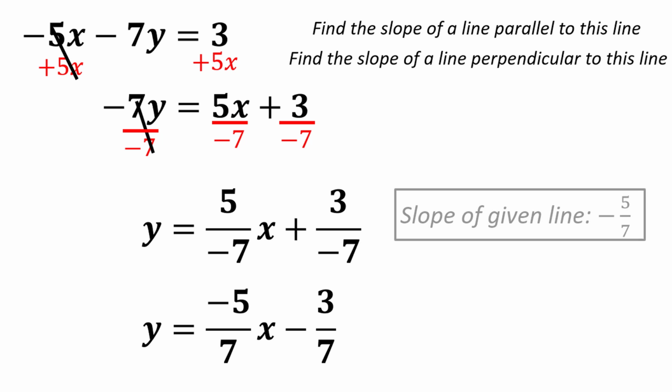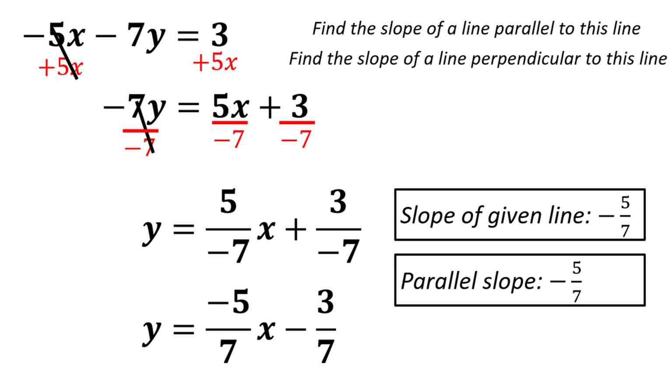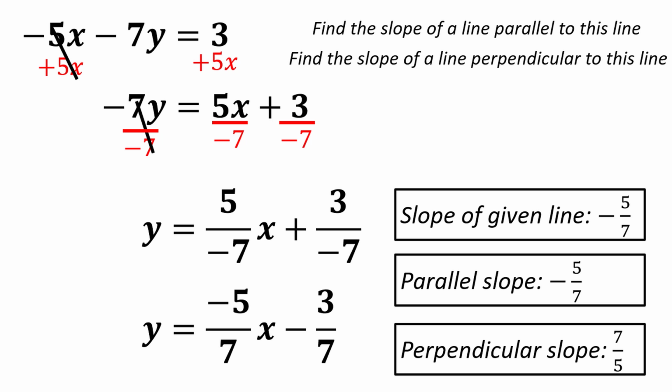The slope of this line is negative 5 over 7, and therefore a line parallel to this one will also have a slope of negative 5 over 7. The negative reciprocal of negative 5 over 7 is positive 7 over 5, and therefore a line perpendicular to this one will have a slope of 7 over 5.